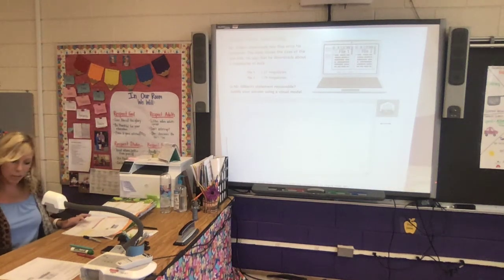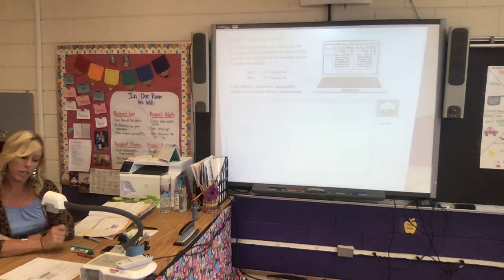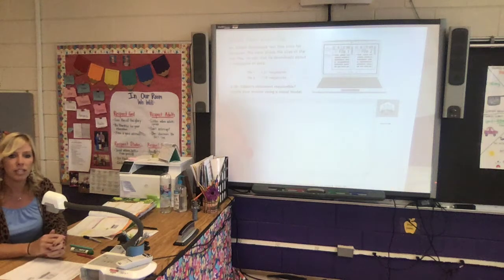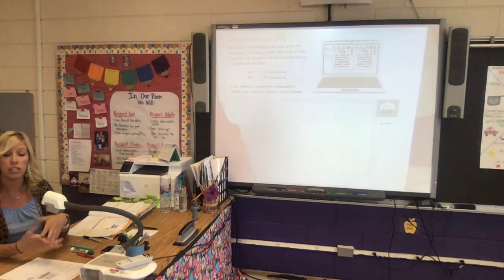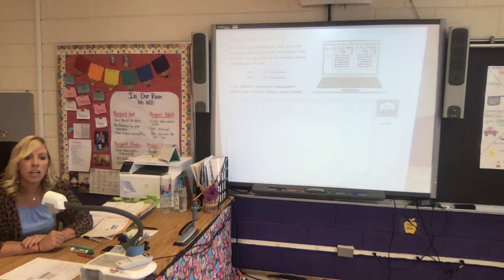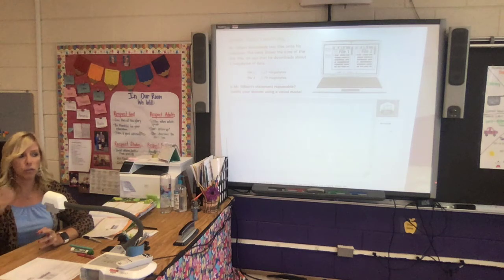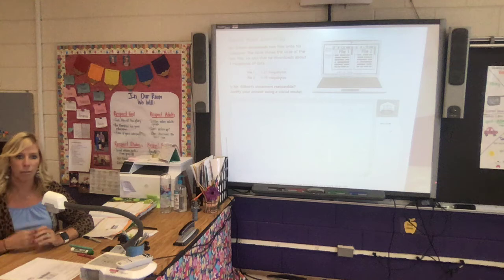Today we are going to be talking about the reasonableness of sums and differences, which is a big word, reasonableness, but it just means, does it make sense? Does your sum, your answer to an addition problem, or your difference, your answer to a subtraction problem, make sense? Which is a great skill for us to have, because that's just estimating. We do it in real life all the time. We need to see if something is reasonable.